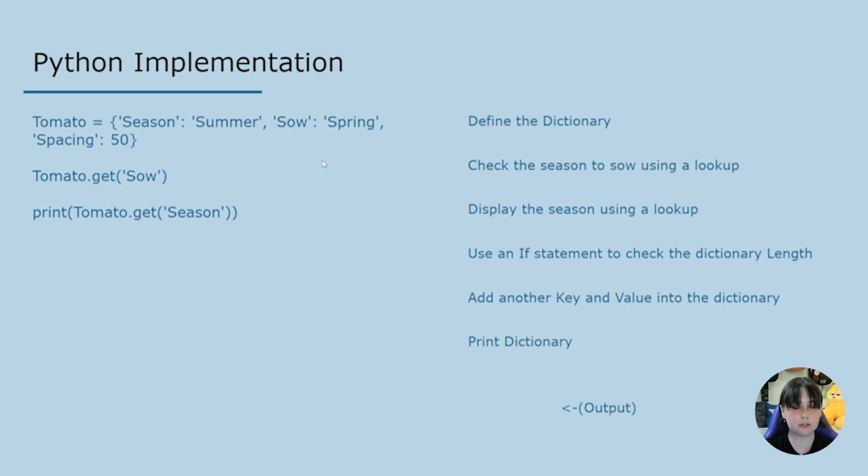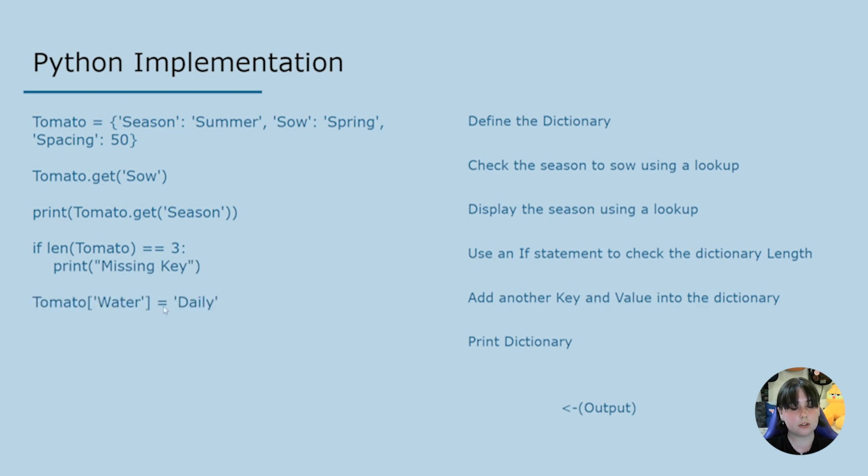Using an if statement to check the dictionary length. So we go if length of tomato, again, double equal sign, is equal to 3, and we use len for length. That's the grammar for that one. And print missing key, just as on the last one.